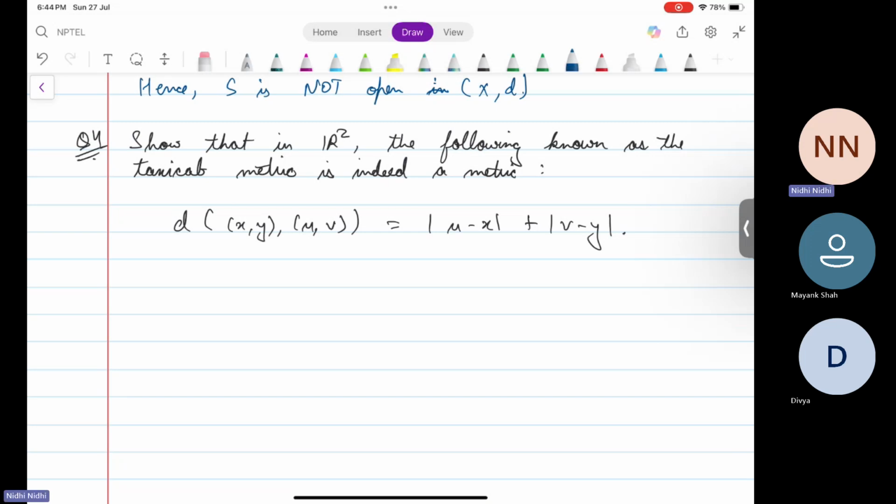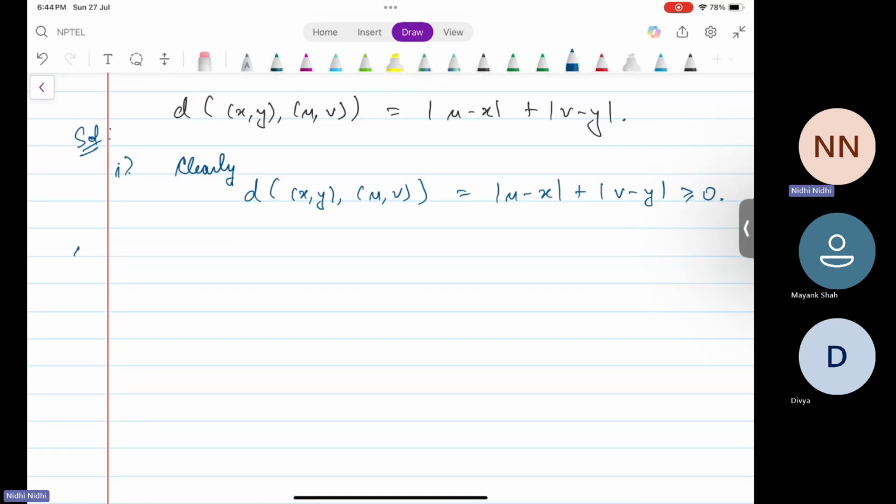I think this was an exercise problem given in the lecture class. If you had tried, you can please let me know. Or else I'll do it. Clearly, since we are just adding up two modulus terms, this is always non-negative. Clearly, d of (x,y) comma (u,v) is a sum of two non-negative terms, so this is always non-negative.